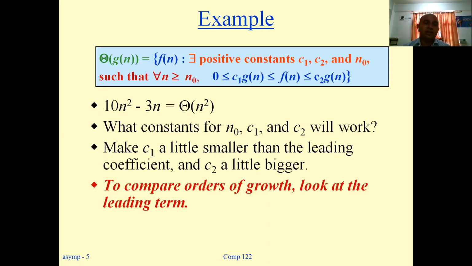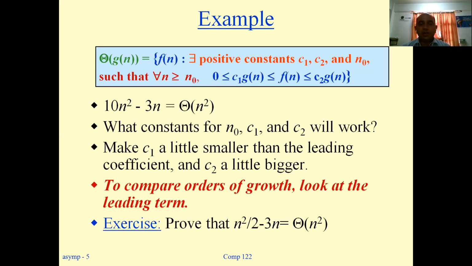We know that the leading term is n square upon 2. We have to prove that. Now you can solve the problem: n square upon 2 minus 3n is equal to theta n square. To solve more problems about these notations, we will take another lecture. So thank you very much.